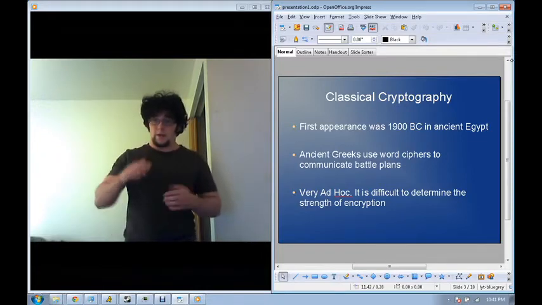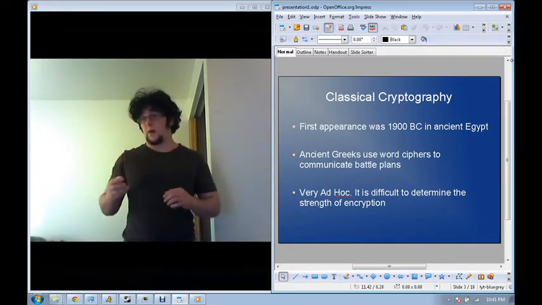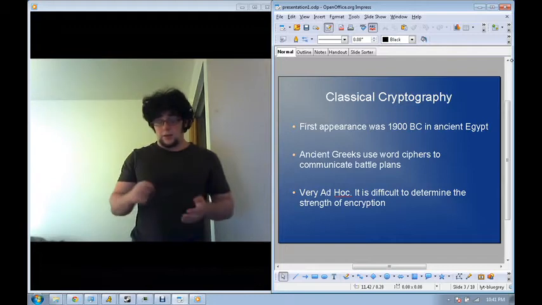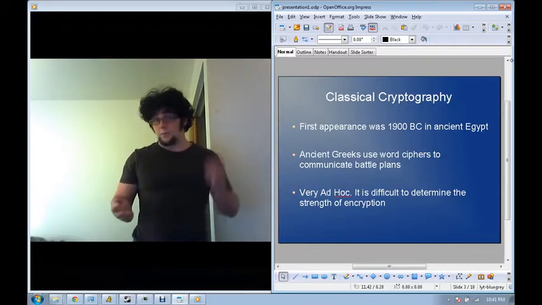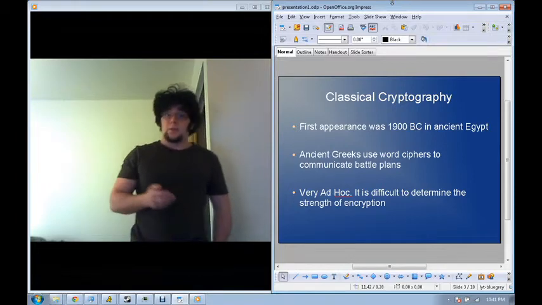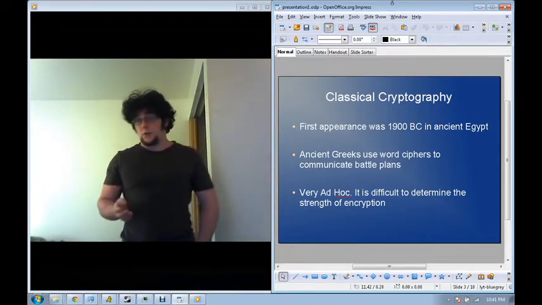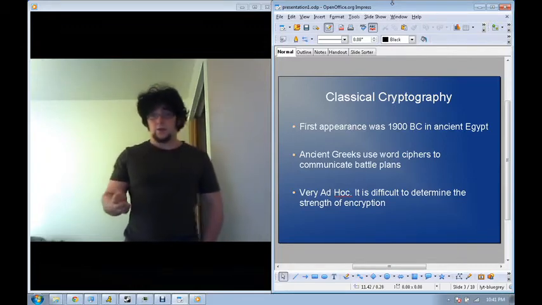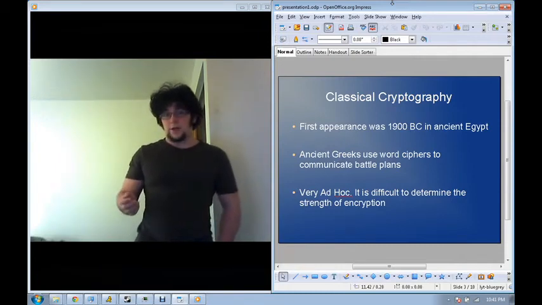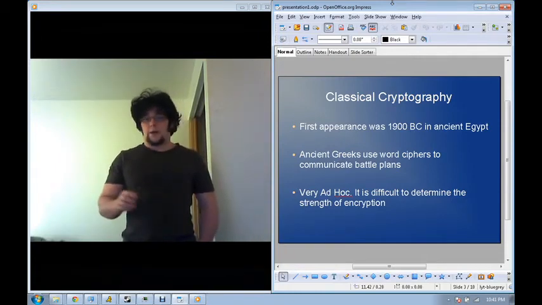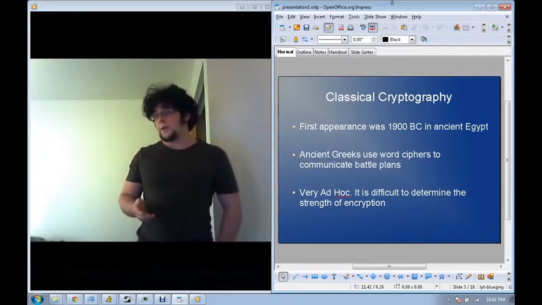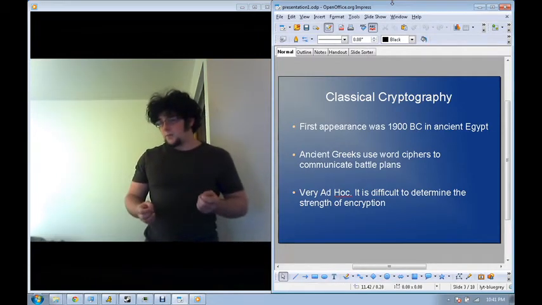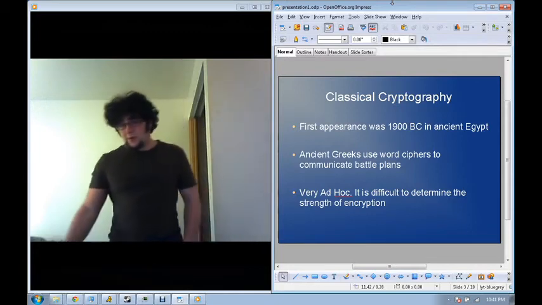They found a stone tablet with a recipe for pottery glaze at around 1500 BC. Presumably it had some commercial value that the owner of the recipe didn't want other people to know. The ancient Greeks used different word ciphers and alphabetic ciphers to encrypt battle plans, and it's easy to see the need to keep that information out of the hands of the enemy. But all these methods back then were very ad hoc. It was very difficult to determine the strength of any given encryption. It was impossible to say how strong your encryption was, how easy it would be to decrypt, so it wasn't very advanced.